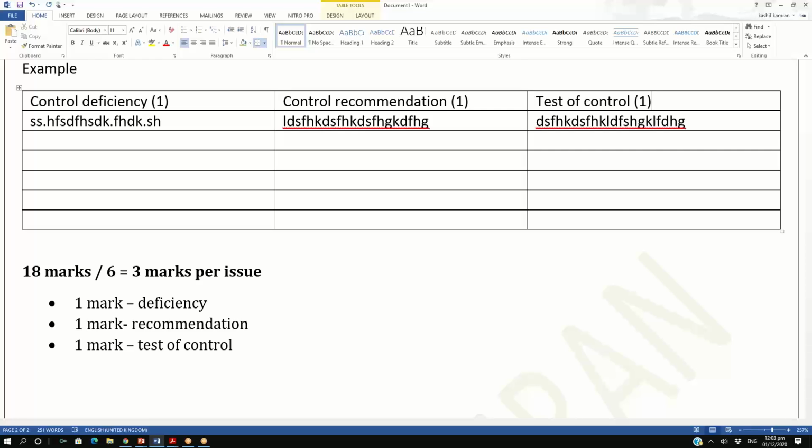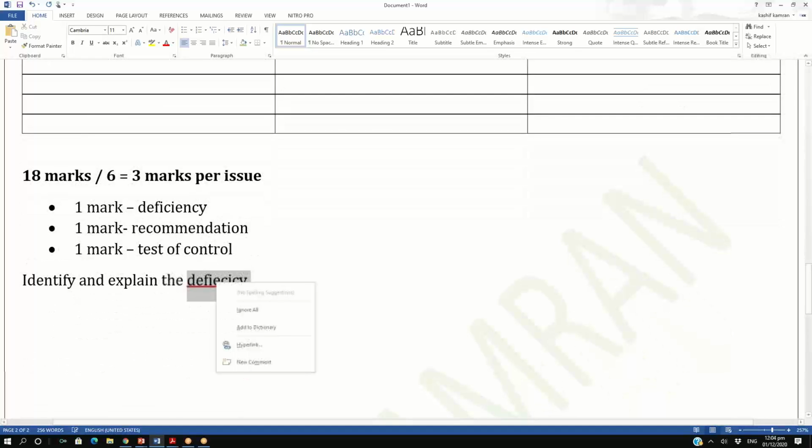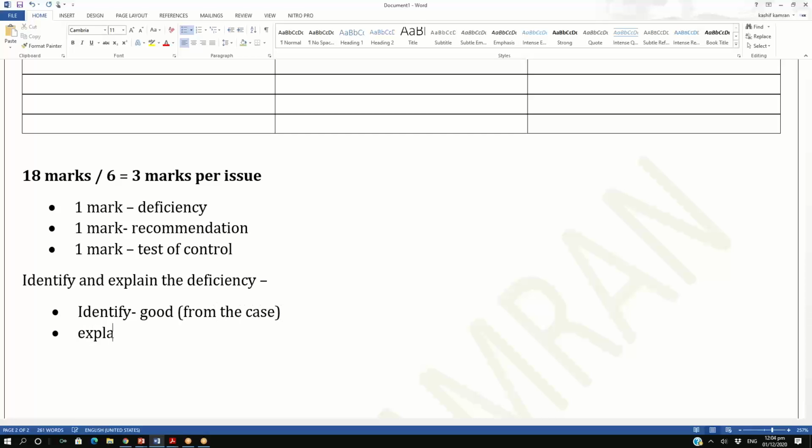Now, the problem with students is that when the examiner says that you need to identify and explain the deficiency, they're very good on identifying the deficiency. Right now, the examiner is saying identify and explain the deficiency. The students are so good on identifying, they will find the problem. Identify, good, no issues. You all are capable of identifying the problem. So you will identify from the case the problem. But the problem is with explain. This is so bad with students.